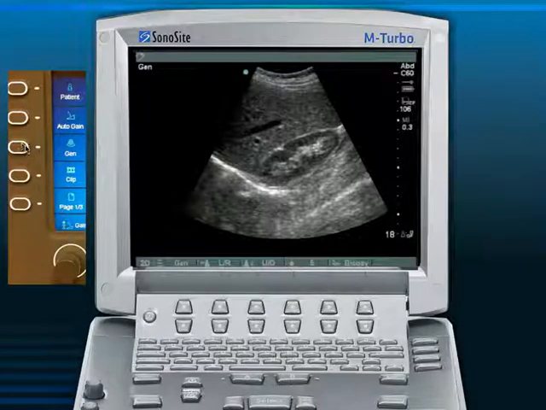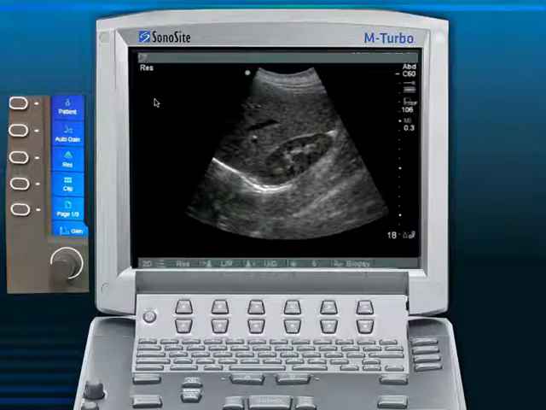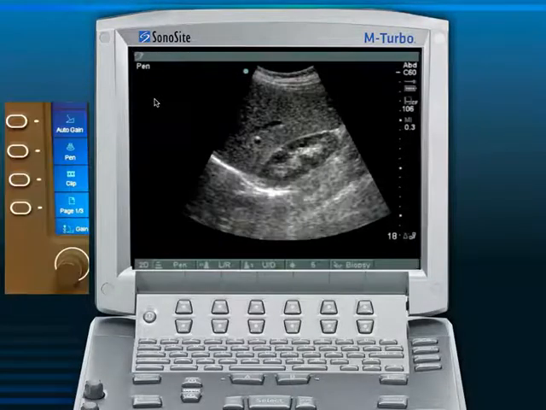You just push either this button or this button, and it's going to go from the gen or general mode, which is right in the middle frequency range of the transducer. When you push that button, it's going to toggle up to the res or resolution mode, and if you push it again, it's going to go down to the pen or penetration mode. And that's for the really large obese patient. That's the lowest frequency that each transducer can go to.